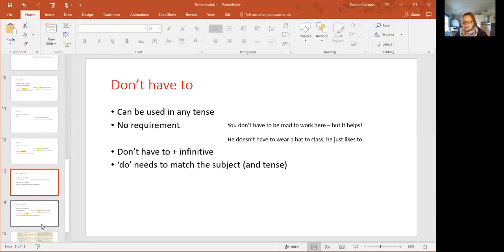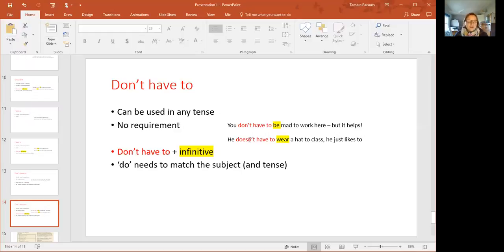And that is basically it. Okay, so it follows the same thing. Don't have to plus the infinitive. All right, so this has to match your tense and it has to match your person, because don't here is your auxiliary. So you don't have to be mad. I don't have to be mad. He, she, it doesn't have to be mad. So this now, as an auxiliary, takes the tense and it takes the subject. Okay, this is the word that changes.